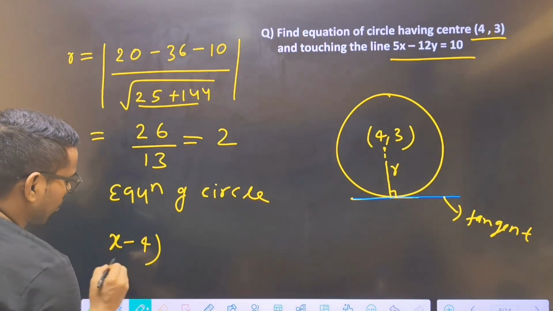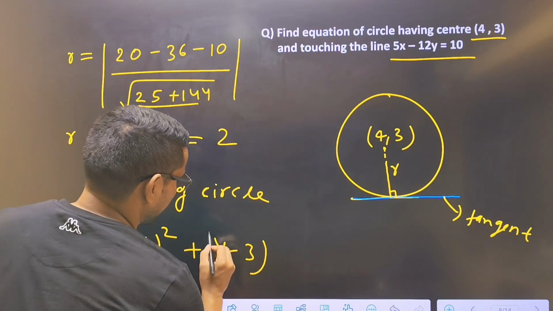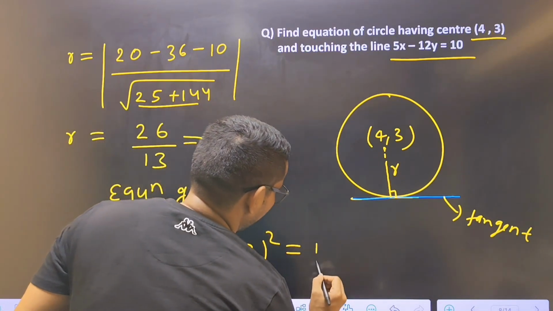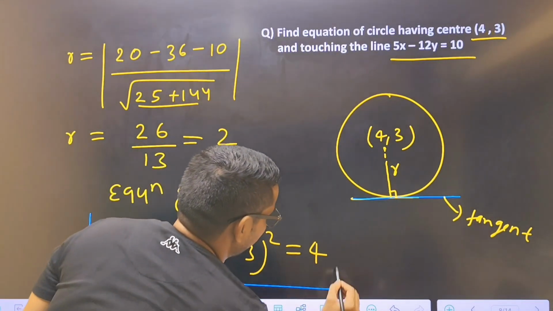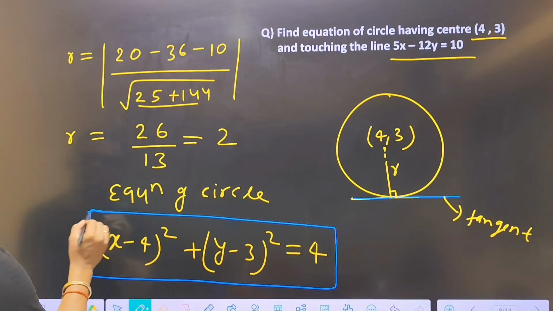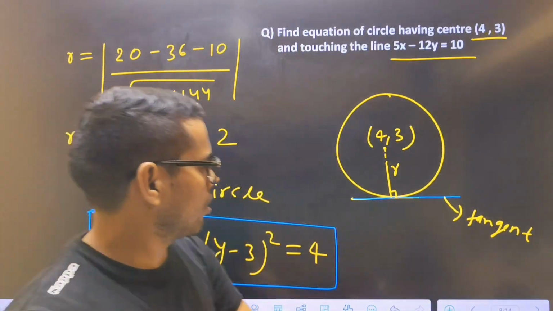(x - 4)² + (y - 3)² = 4. So this is the equation of a circle in center-radius form for this question.